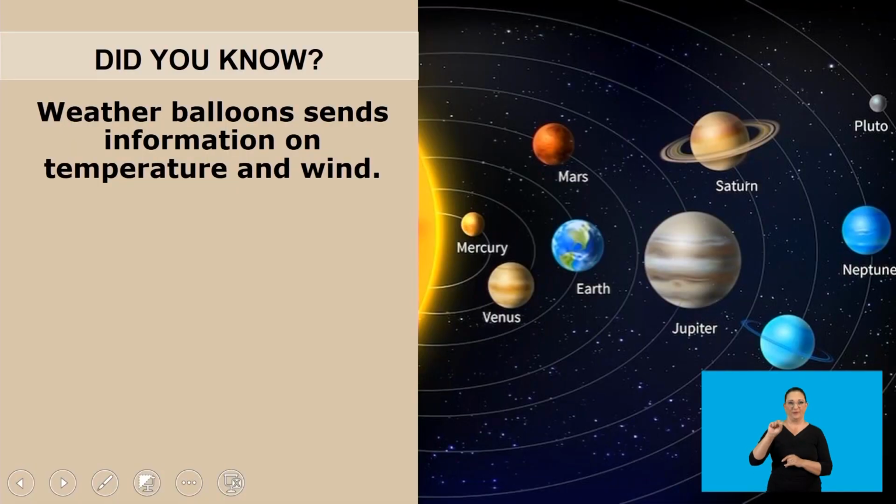Now, did you know that weather balloons send information on the temperature and wind? Well, in today's lesson, we are going to be exploring the different layers of the atmosphere.